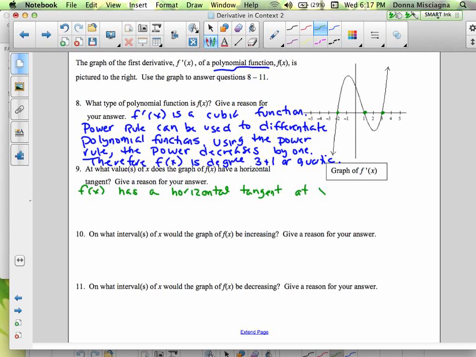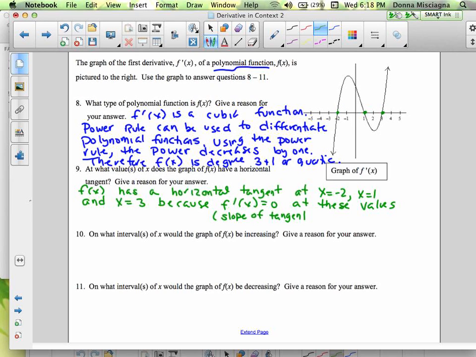at x equals -2, x equals 1, and x equals 3, because f prime of x equals 0 at these values. And we know that this means the slope of the tangent line is 0.